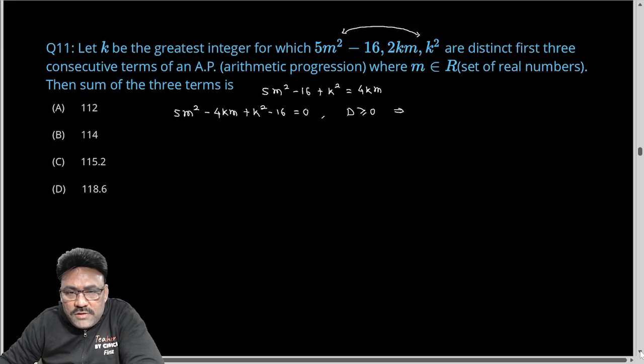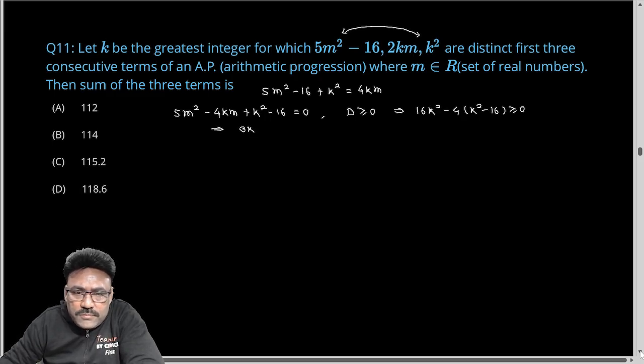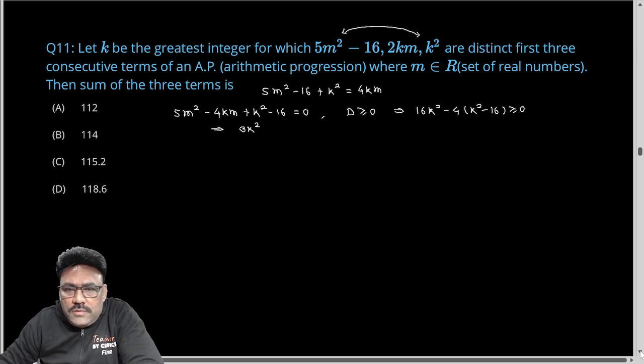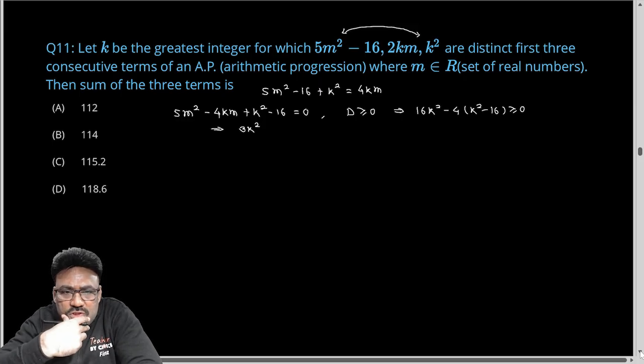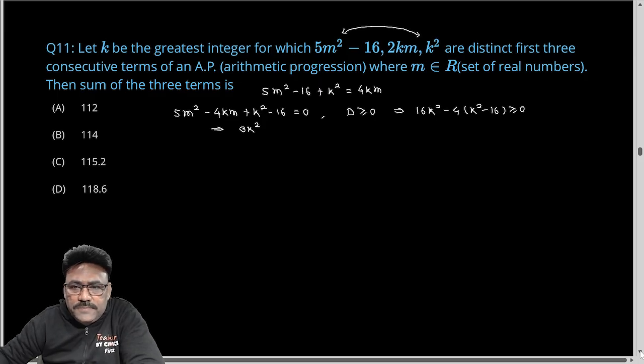When you find the discriminant, it is 16k square minus 4 times k square minus 16, greater than or equal to 0. 4 taken common, you get 4k square minus k square, and then minus minus plus 16. Why am I getting a different thing? Let me check. 5m square minus 16 plus k square is 4km. So 5m square. Oh, I missed 5 here.